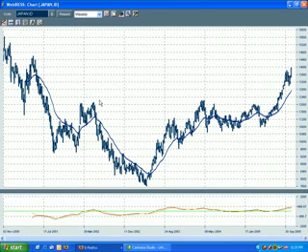Technical analysis is a lot like playing blackjack or poker. It's about getting the odds in your favour. It's about position sizing and betting.